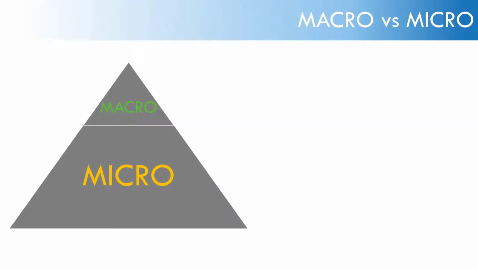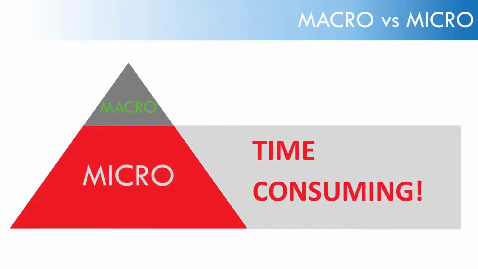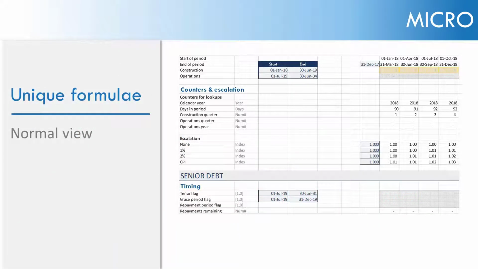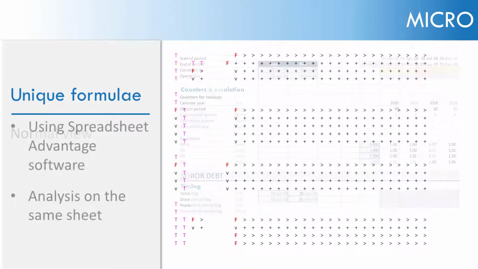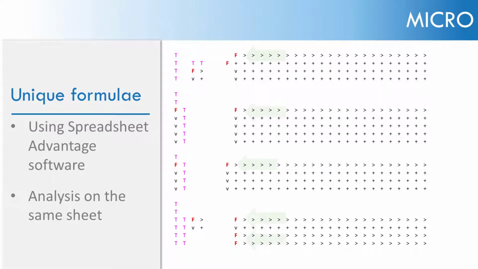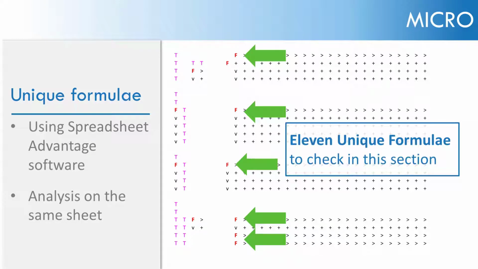Now, professional model auditors will go through the model at both of these levels, spending the bulk of their time in the micro perspective, reviewing each cell in detail to assess whether it is doing the right job. And I don't mean all cells. I mean only those cells that have a unique formula. In other words, one that is different from the surrounding cells. Here's an example, using the software Spreadsheet Advantage to demonstrate. In this section, for example, we have 11 unique formula, so it's not quite as bad as you think.